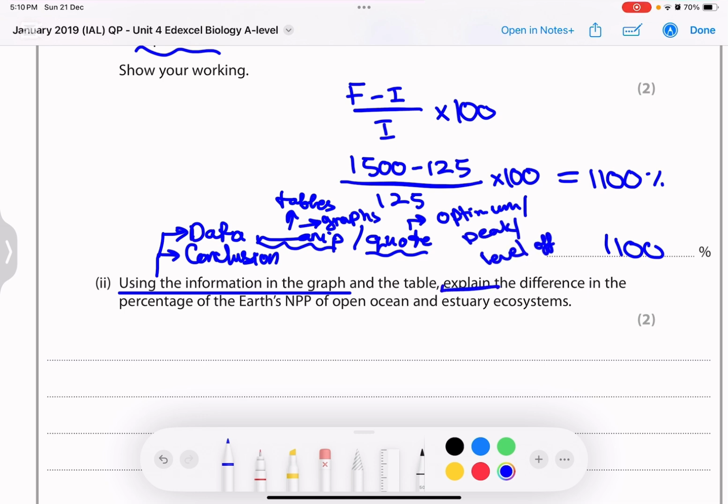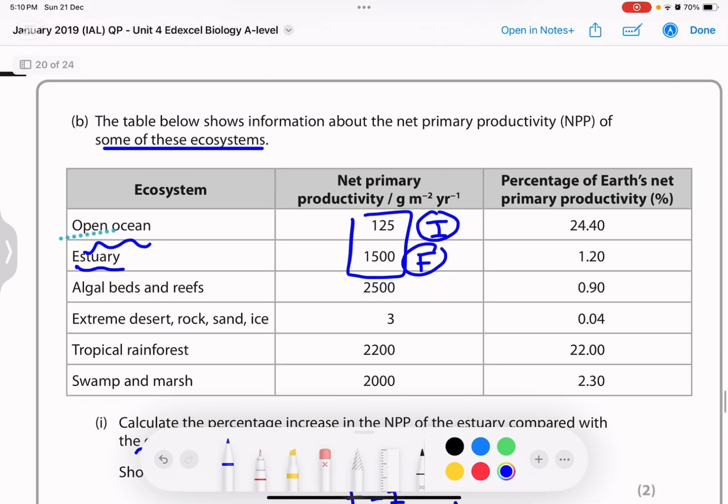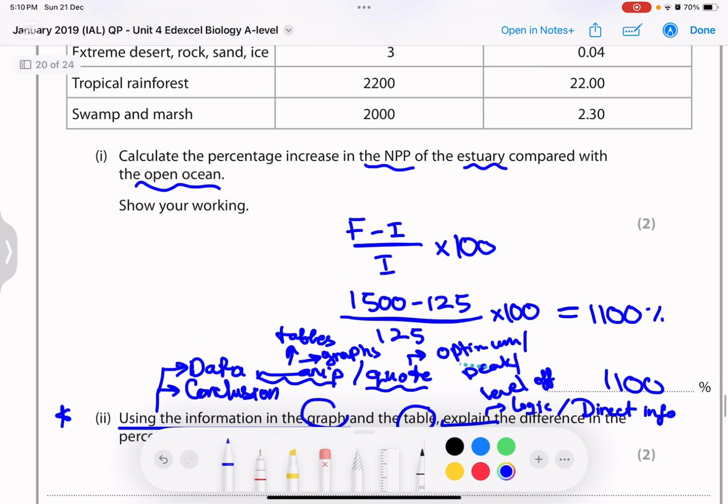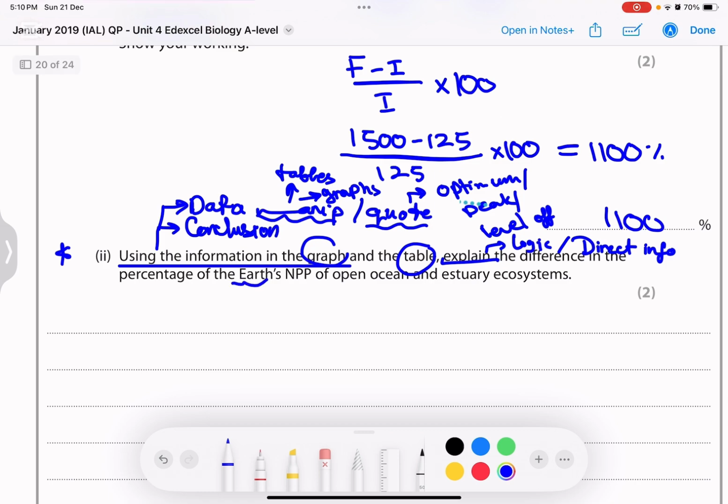Here, explain. So you need to explain your conclusion using maybe logic or some of the direct info you know from the syllabus. It depends on the question. Here in this question, you use logic as well as the information in the graph and the table. So you need to use both. So the difference between the percentage of Earth's NPP of open ocean and estuary ecosystems. Be careful that he said percentage of Earth's NPP.